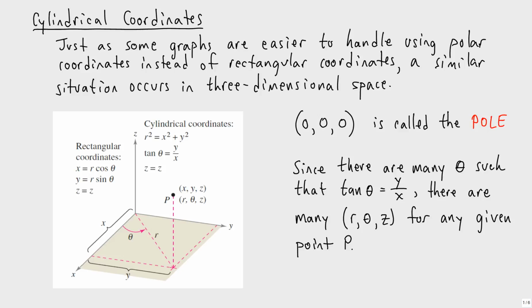But just like in polar coordinates, there's an infinite number of angles theta that would satisfy that equation. So there are many different representations of our point in cylindrical coordinates, because this angle could take on so many different values, yet end up representing the same exact point in 3 dimensions.